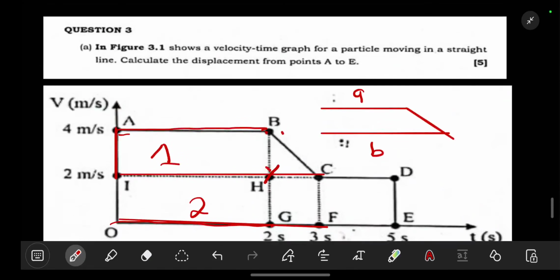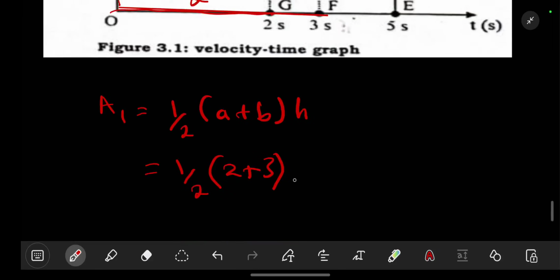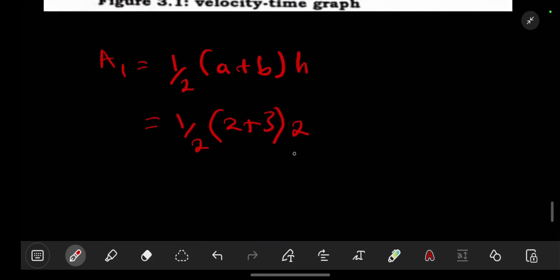Now the height from this point to this point: if from here to here it's 2, then from here to here it's 4. So to find the height h, it is the difference between the two, which will be 4 minus 2, which is a positive 2. So we are going to have a positive 2 like that. This and this cancel, then we are going to have 2 plus 3 is 5. So our area number 1 is 5.